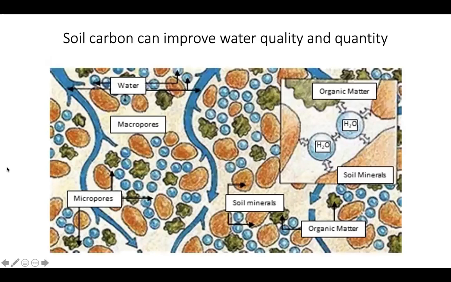Soil carbon can also improve water quality and quantity. This is a fact that I often share when I'm telling stories about carbon farming. It's a motivation for carbon farming. It's thought to be a really strong co-benefit of increasing soil carbon because of all of those improvements in the physical structure. Here it shows how increased soil carbon can improve aggregation to have the right kind of balance of micro and macro pores that can retain water and also improve the capacity of the soil to retain that water.